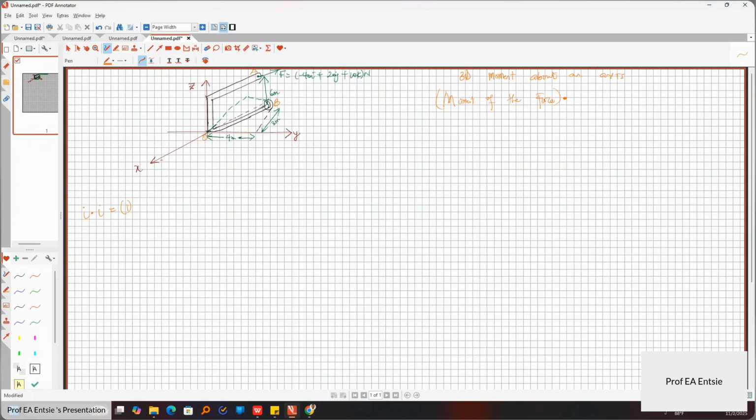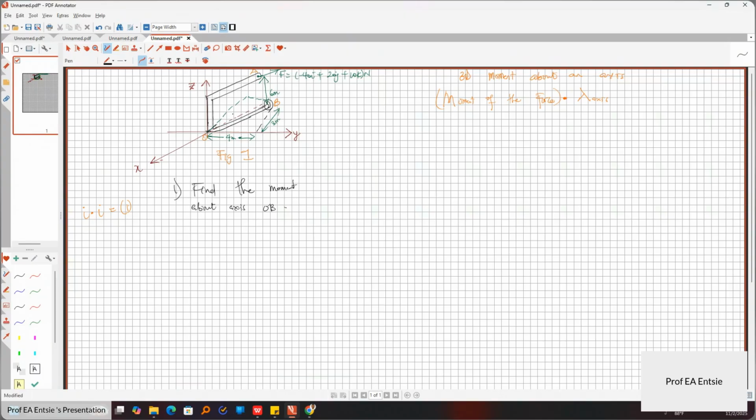So you dot this moment of a force, which will be in the form of a vector, to the unit vector of that axis. The unit vector of that axis. So what does the question say? This diagram here, that's figure one. The question goes like: find the moment about axis OB. So we want to find the moment about the axis OB.